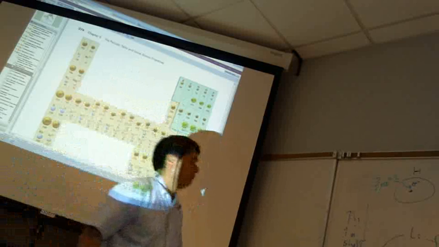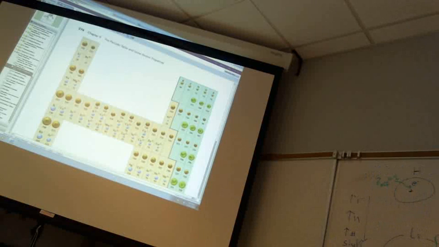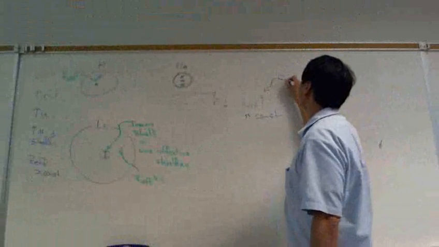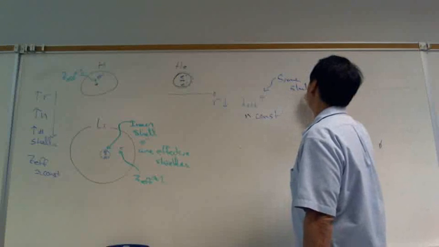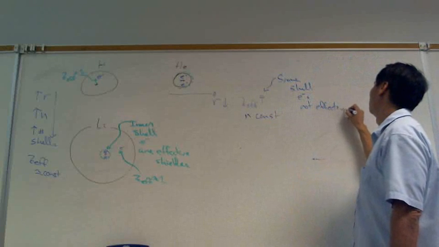And so the size trend is this. The radius increases going down. The radius decreases going across. The radius decreases going across because Z effective increases, and n is constant. Z effective increases because same shell electrons are not effective shielders.